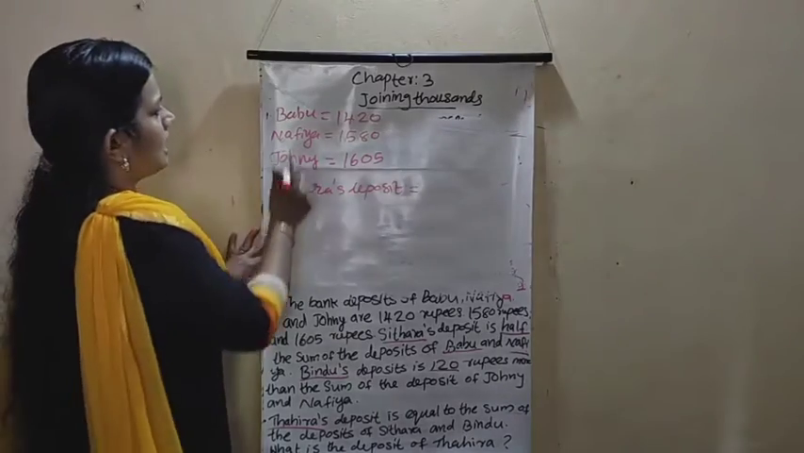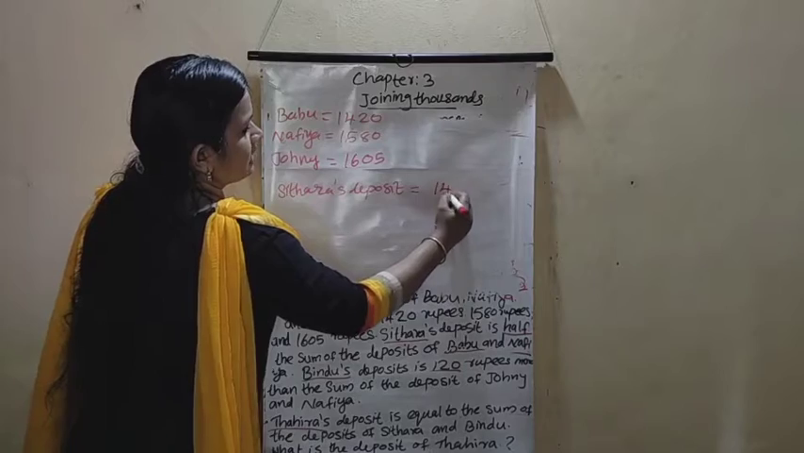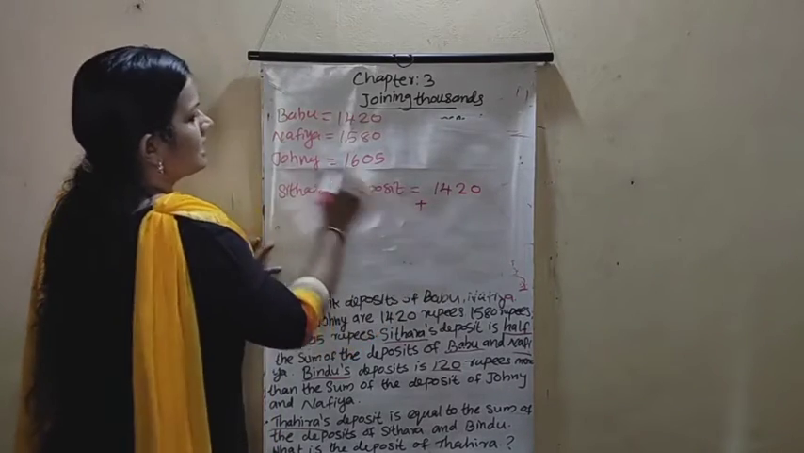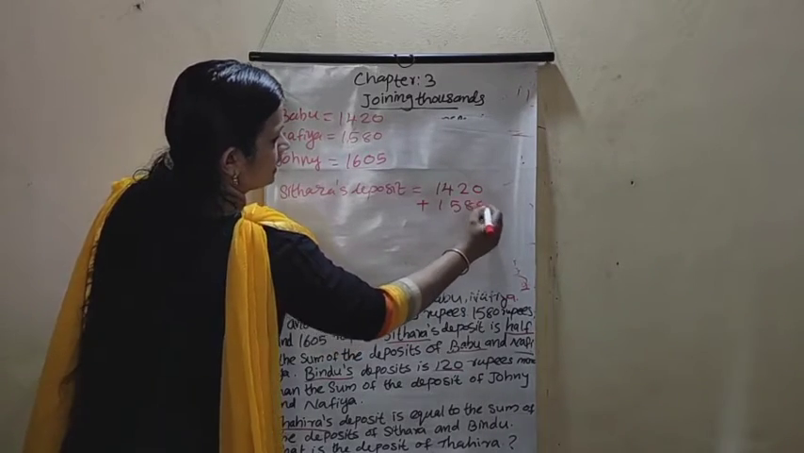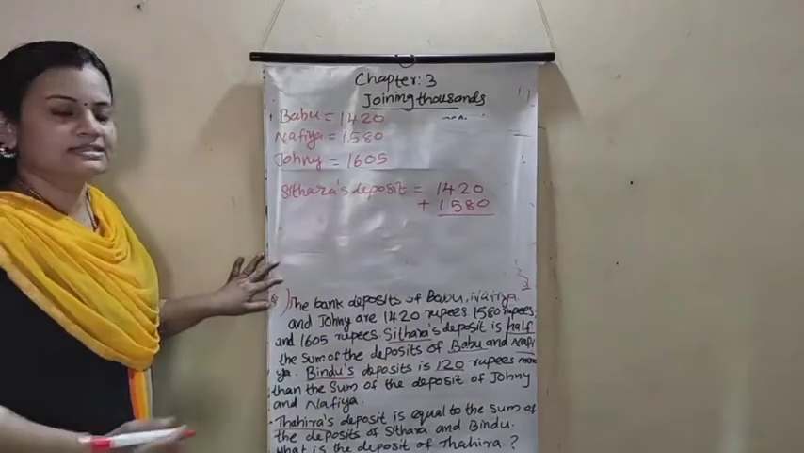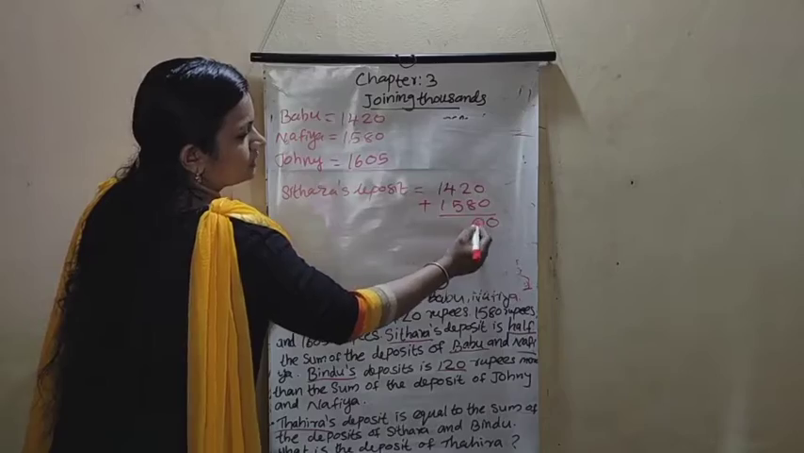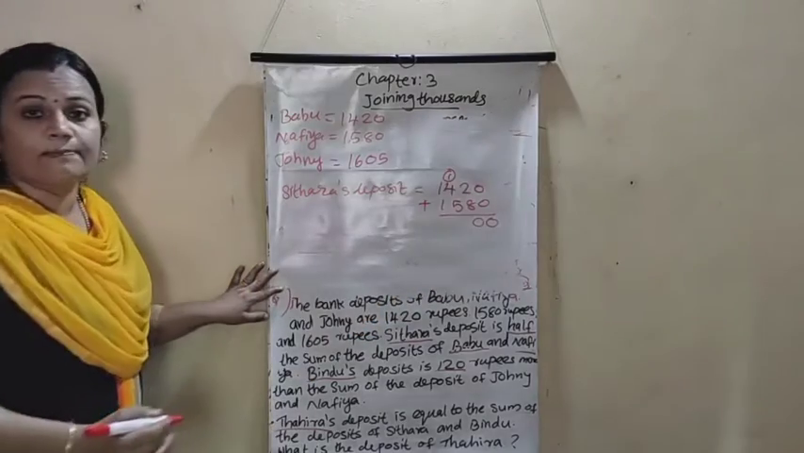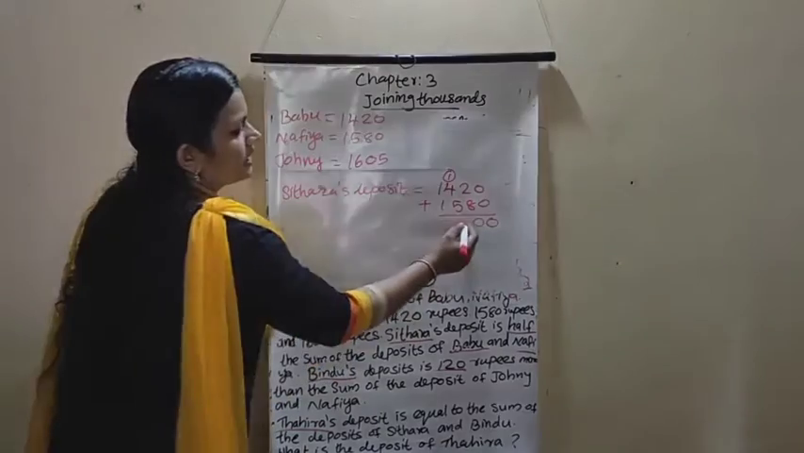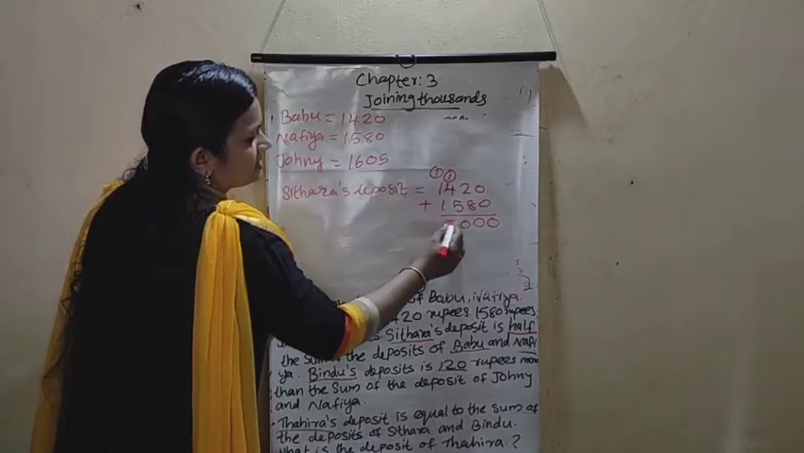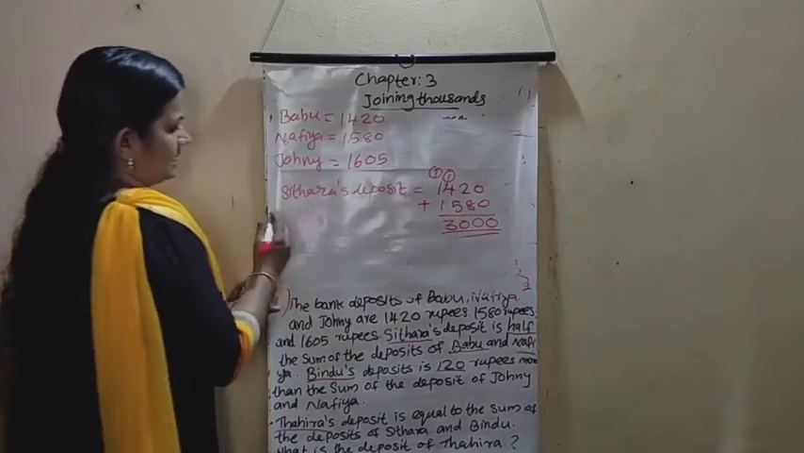Okay, then what? Babu 1,420 plus Nafia 1,580. Add these numbers. 0 plus 0, 0. Then 8 plus 2, 10. 1 is the carryover. 5 plus 4, 9. 9 plus 1, 10. 1 is the carryover. 1 plus 1 plus 1, 3,000.